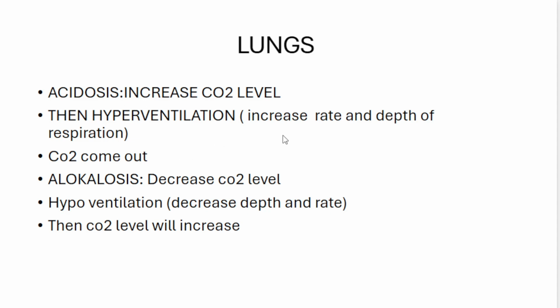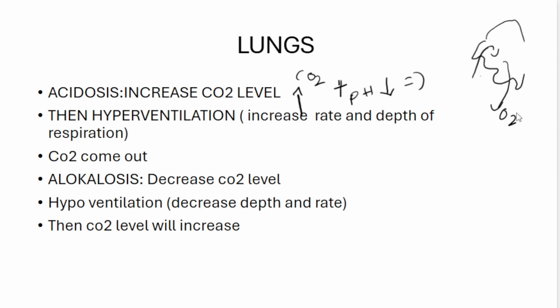Next we will discuss how the lungs maintain acidosis and alkalosis. In acidosis, the CO2 level increases and pH decreases. So what will happen? Think of this as the human body. The rate and depth of respiration increase, and O2 enters the lungs. This is our lungs. Then carbon dioxide comes outside from the lungs. In this way, the lungs maintain acidosis.